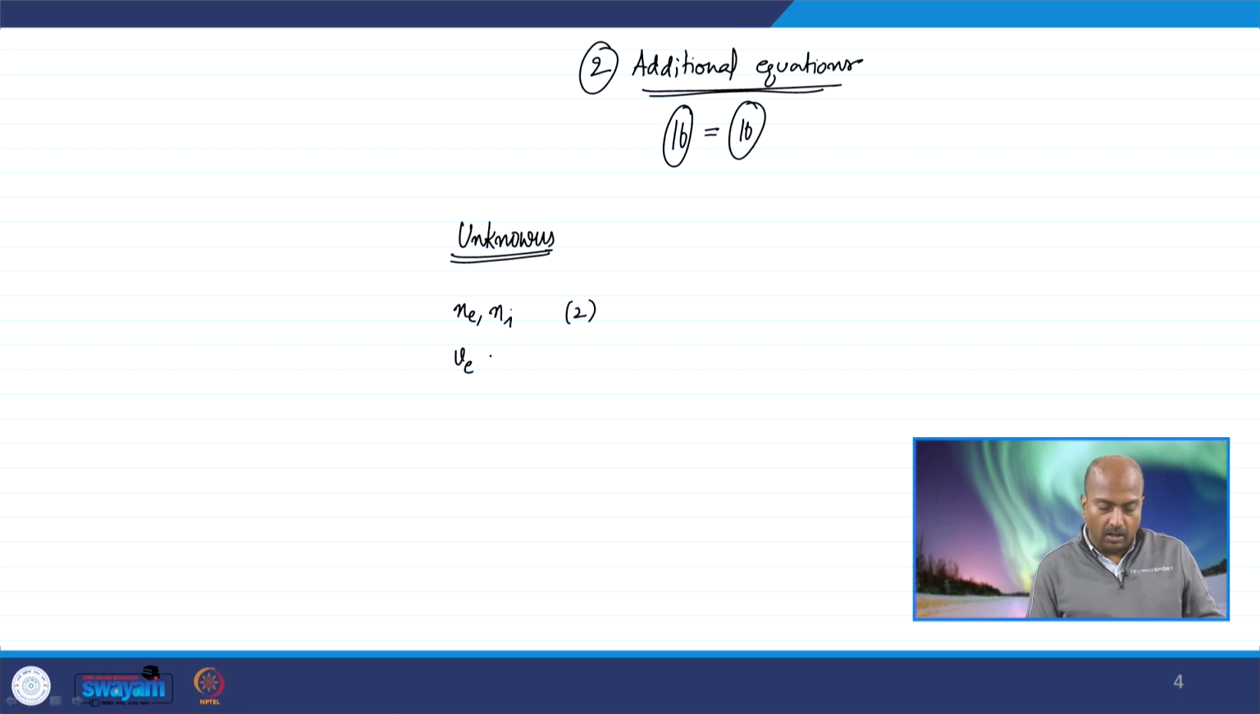VE, velocity of electron, and velocity of ion. Because it is a vector, we have 6 unknowns here. Pressure of electron and pressure of ion.